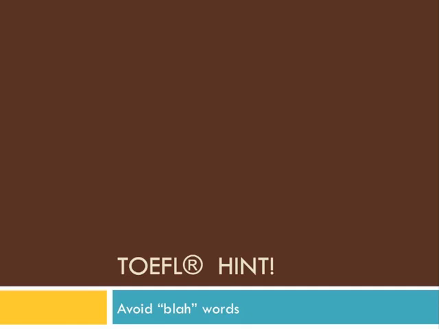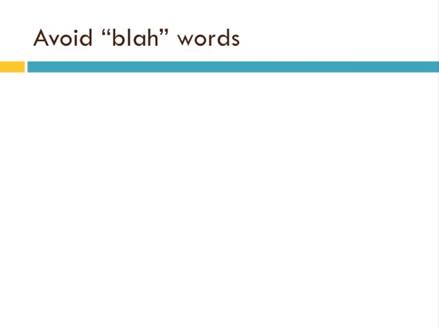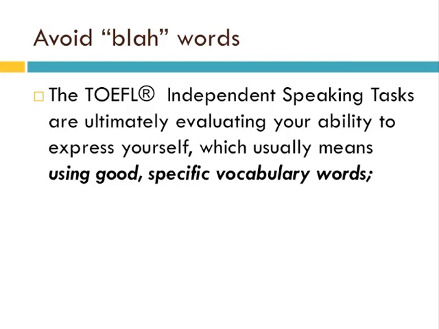Now this brings us to our first hint, and a lot of this is based on my experience. So I think really the TOEFL is ultimately looking for the way you express yourself, focusing specifically on vocabulary. So the first thing I tell students is to avoid words that I call the blah words. So really the idea here is that I think you can get a good score or improve your score if you use good specific vocabulary words.